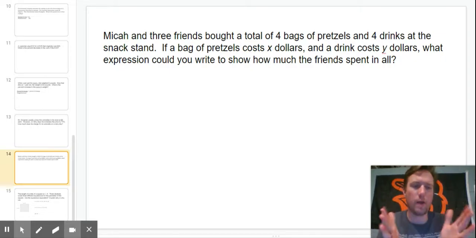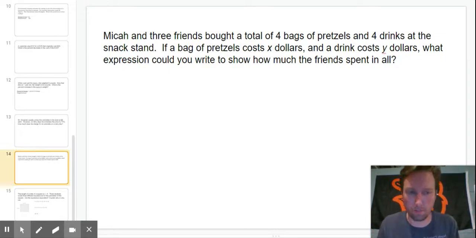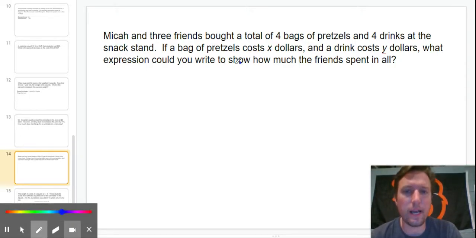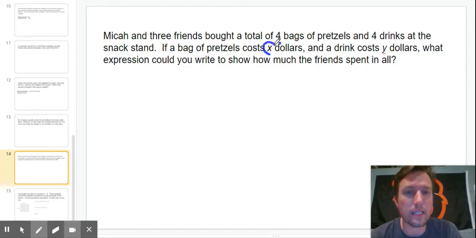So really, we're just trying to represent this problem with mathematical terms, okay? And because we don't know the cost of the pretzels and the drinks, we're going to use something called variables. So a variable is a letter that takes the place of a number. So we have the variable x and we have the variable y. So we're going to use this x and y to write an expression. An expression is a number sentence that, instead of using an equal sign, just uses the terms. Okay, so there will be no equal signs because it's an expression.